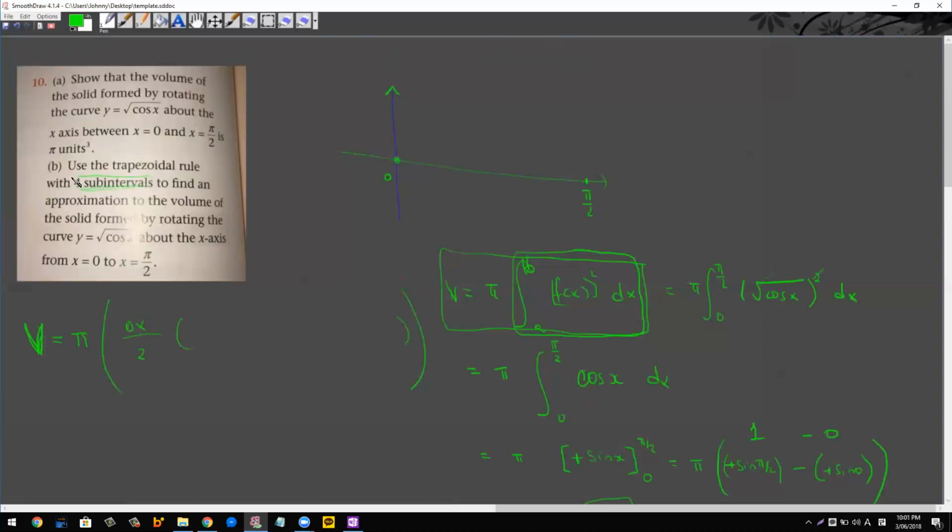So you have to break. 4 subintervals means 5 function values, okay? So if you divide this one by 4, what's pi over 2 divided by 4? It's pi over 8.